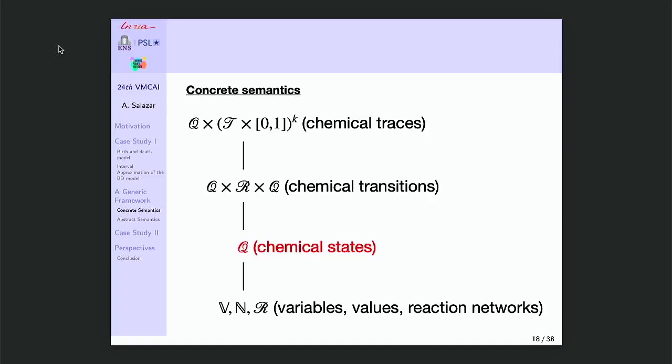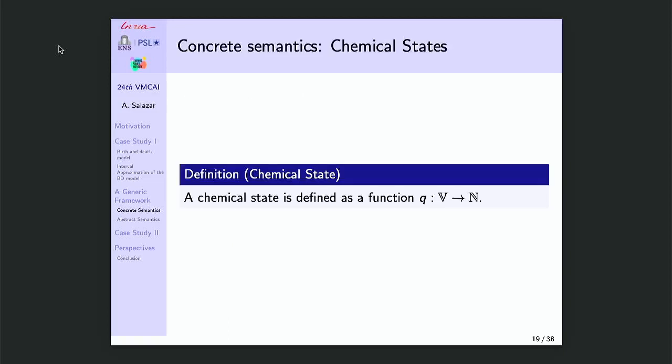And then what we can do is just define chemical states. And so a chemical state is a function. And a function maps variables into natural numbers. And you can imagine a state to be a vector, such that each element in the vector contains the value of the variable. Okay? So nothing too complicated.